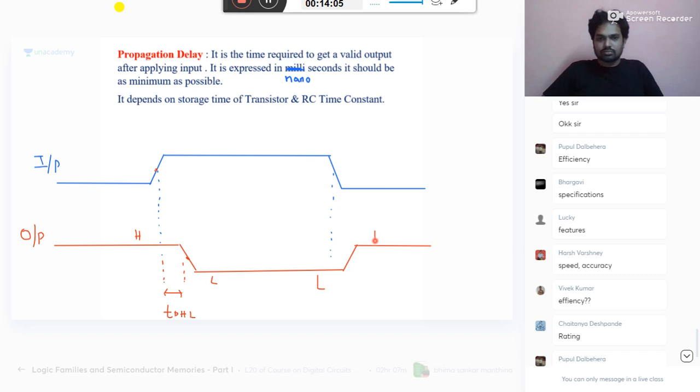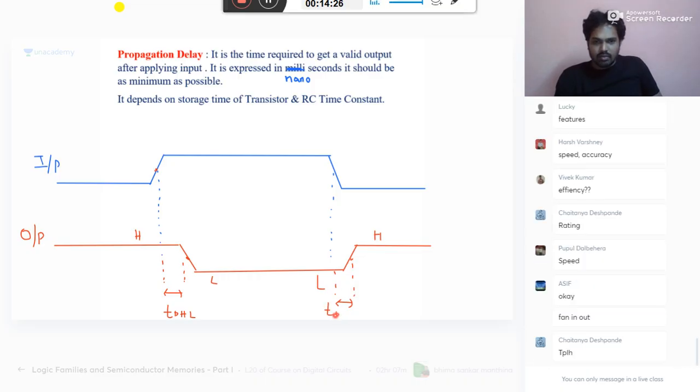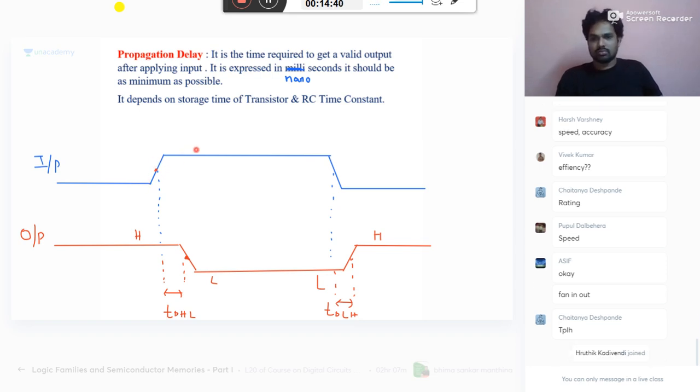Similarly, when input is changing from 1 to 0, output changes from 0 to 1. Here also some delay will be there between your input and output transition. This is what we call propagation delay when output is changing low to high. Here we take the midpoint as the reference. When it is changing from 0 to 1, this rise time is also taken into consideration. So this midpoints difference is TPHL, and these midpoints difference is TPLH.